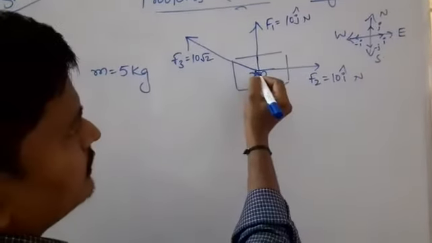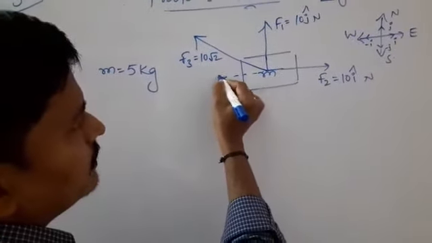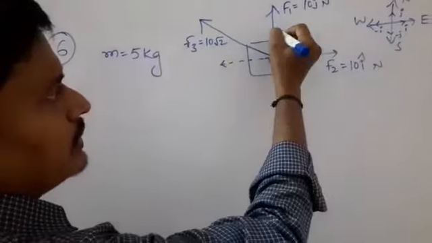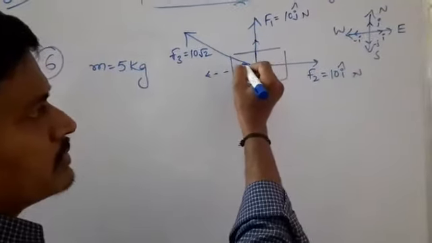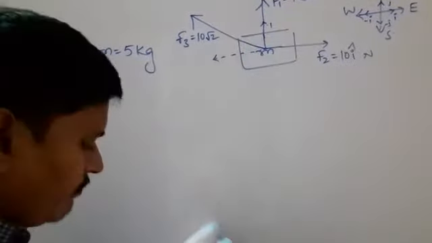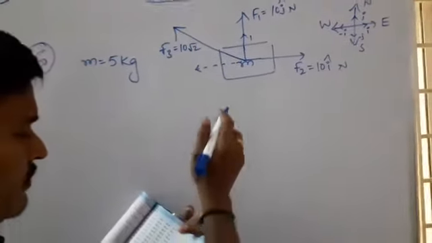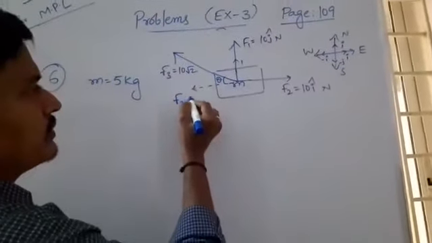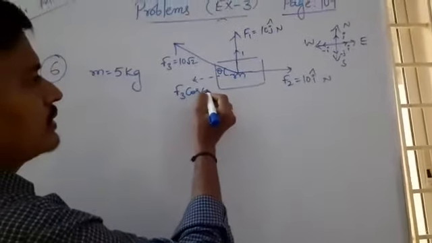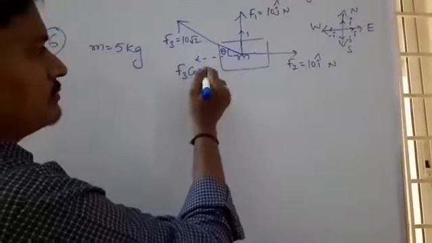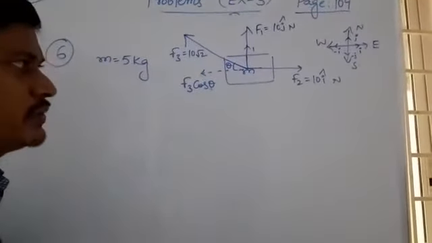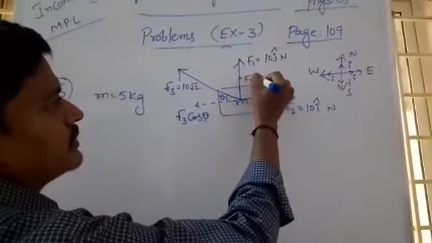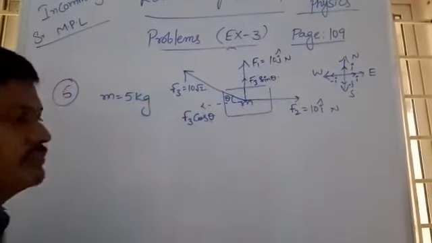Now the force is broken up into two components. Okay, so this is the theta-based component, making an angle theta, which is here F3 into cos of theta. This is F3 into sin of theta.